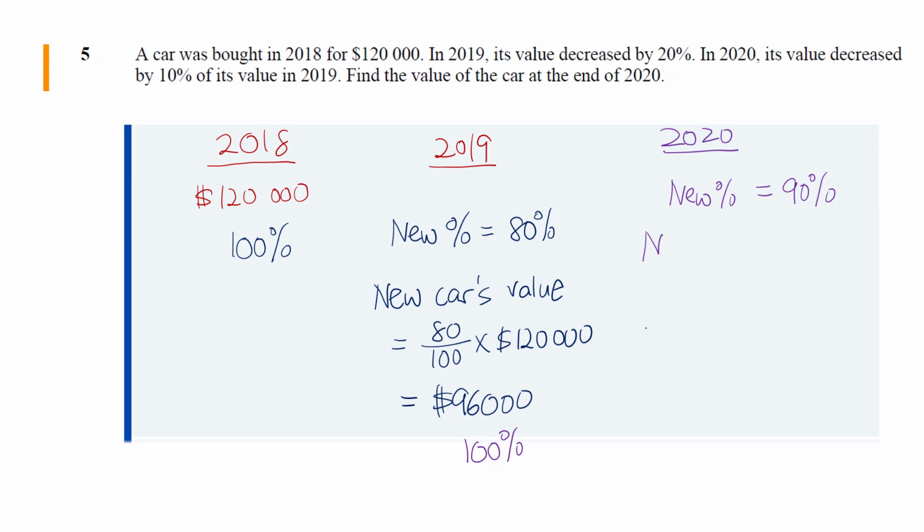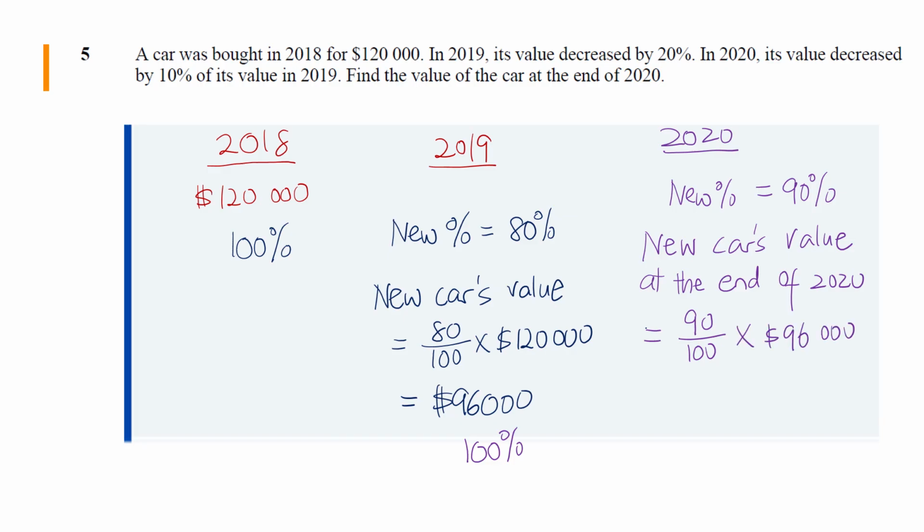So therefore, the new car value at the end of 2020 would be 90 over 100 times 96,000. Right, and that gives you 86,400.